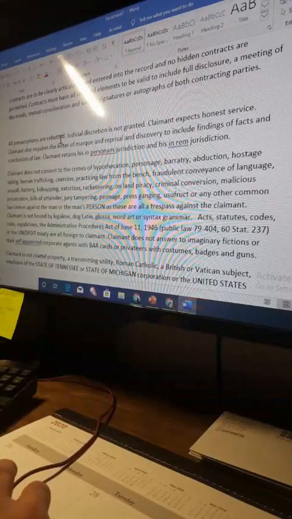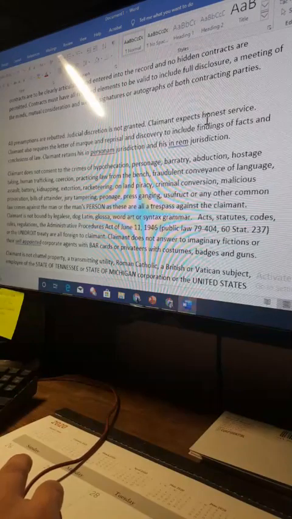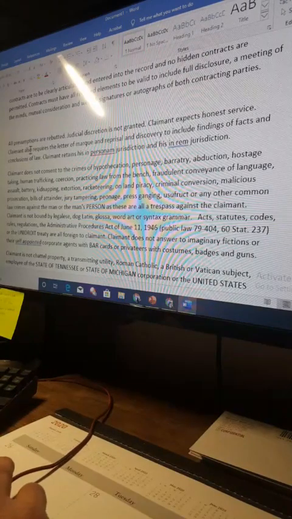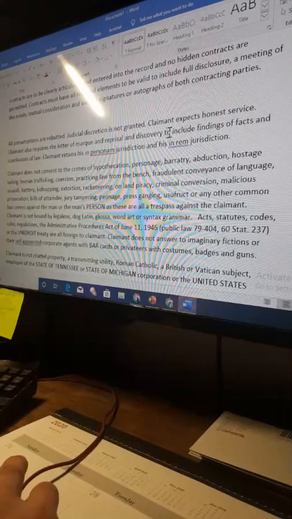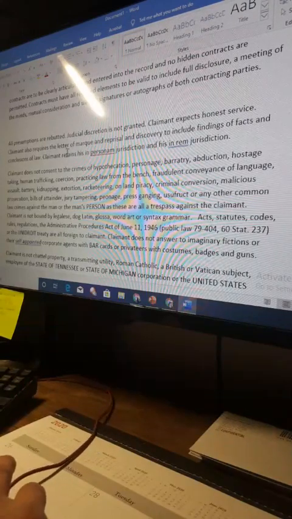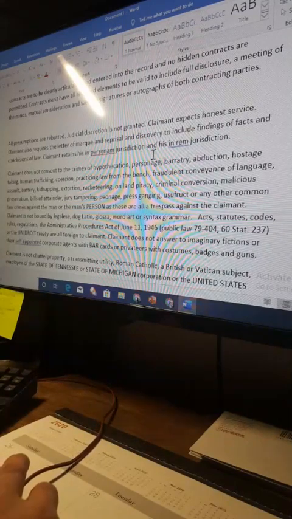All presumptions are rebutted. Judicial discretion is not granted. Claimant expects honest service. Claimant also requires the letter of marque and reprisal and discovery to include findings of facts and conclusions of law. Claimant retains his in personam jurisdiction and his in rem jurisdiction.